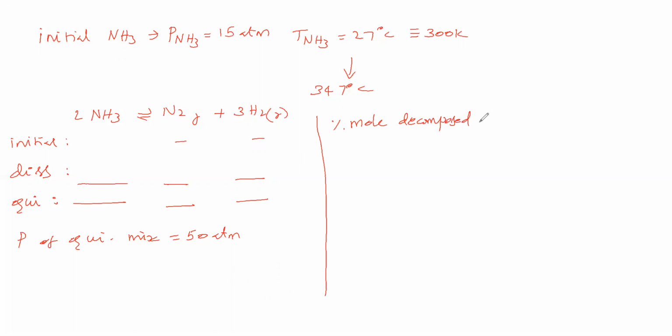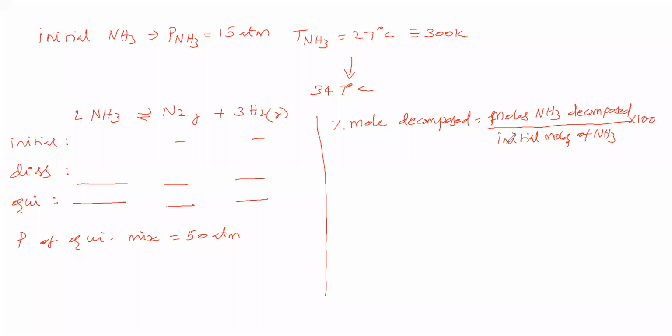Mole percentage of ammonia decomposed is equal to moles of ammonia decomposed by initial moles of ammonia taken, into 100. Mole percent of ammonia decomposed means how many moles of ammonia decomposed by initial moles of ammonia, into 100.